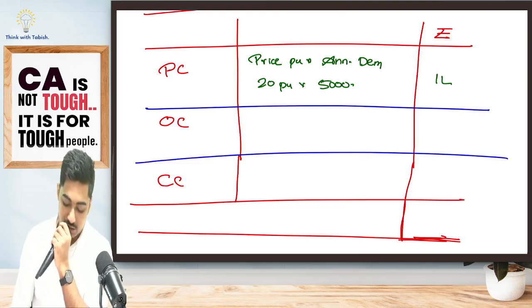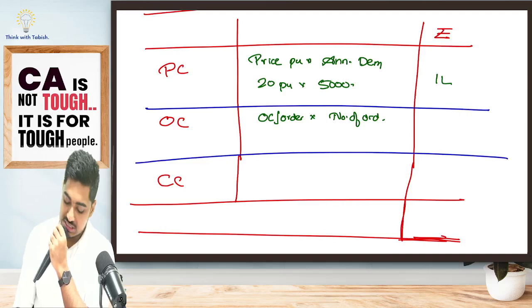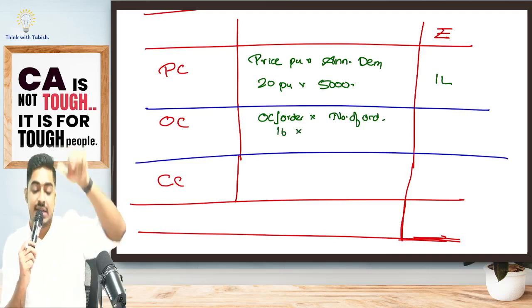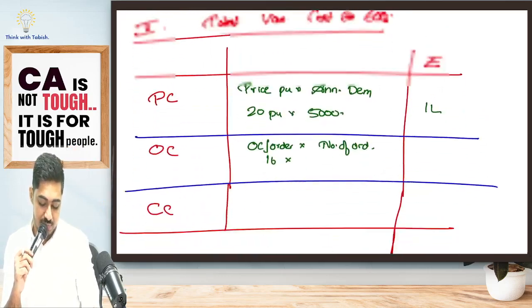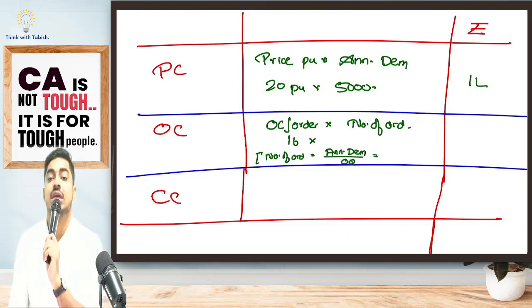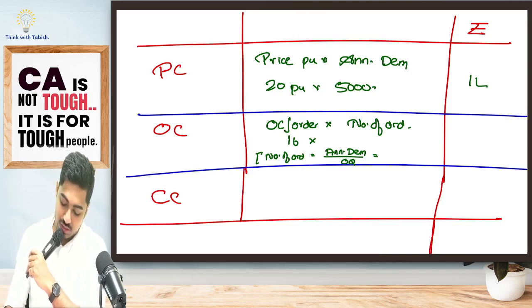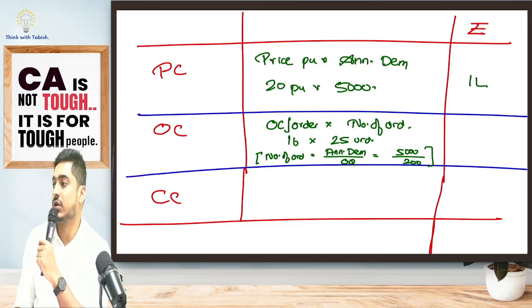Next is ordering cost. What is the formula? Ordering cost per order into number of orders. Tell me per order is how much? 16 rupees per order. Did I calculate number of orders already? No, sir. So let us calculate. Number of orders is annual demand of raw material divided by ordering quantity. How much I want? 5,000 I want. Every time how much I am buying? 200 I am buying. That means how many times I should be buying? 25 times I should be buying. Yes or no, everyone? Perfect.